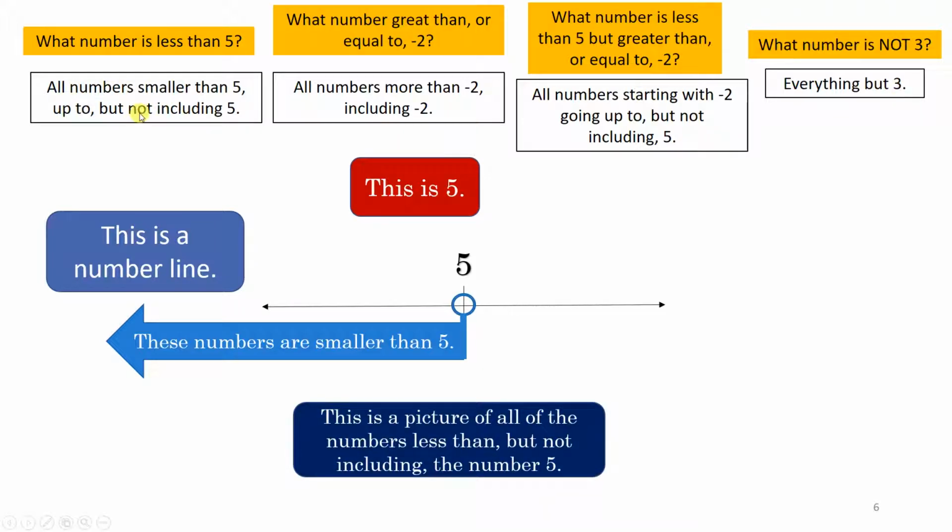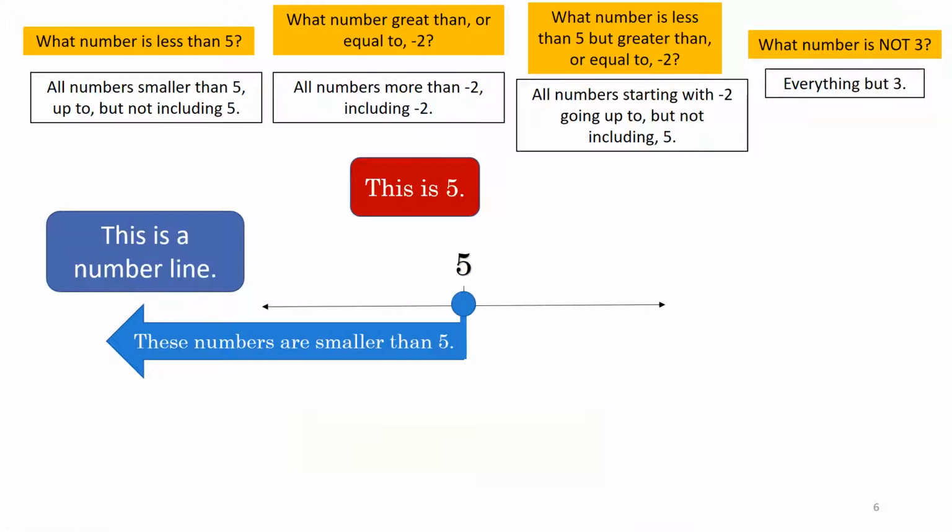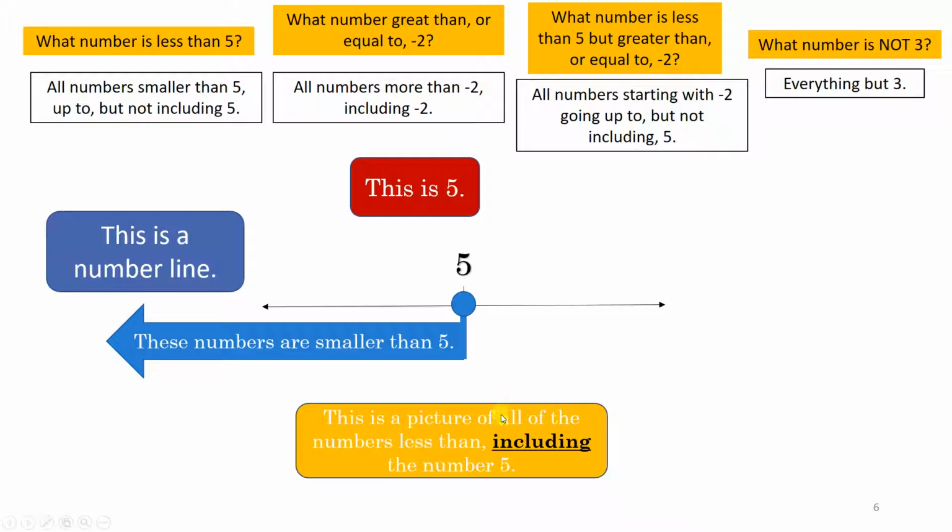All numbers smaller than 5, up to but not including 5. What we use to signify that is an open circle. An open circle means that the 5 is not included. All right, now, if we wanted to include the 5, it's a different question.